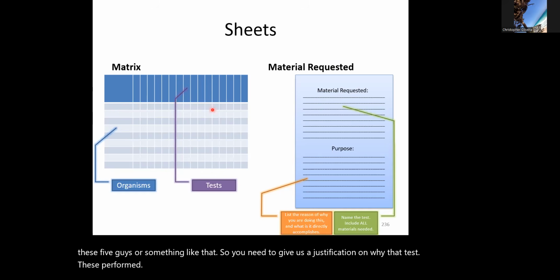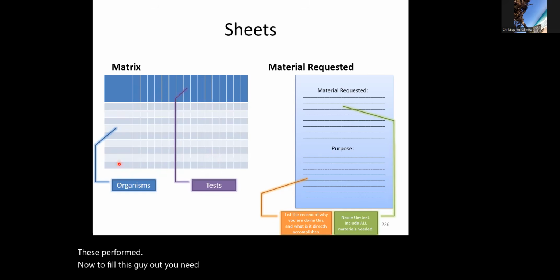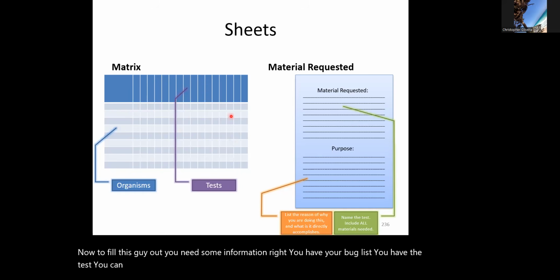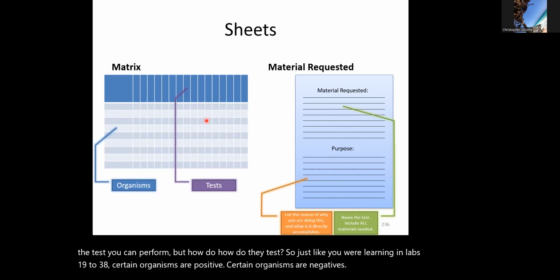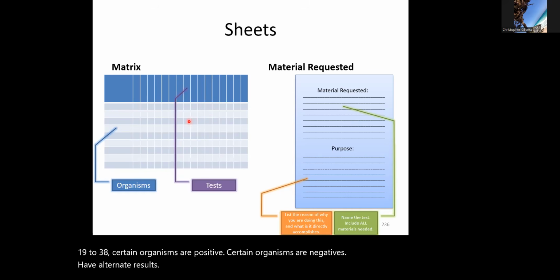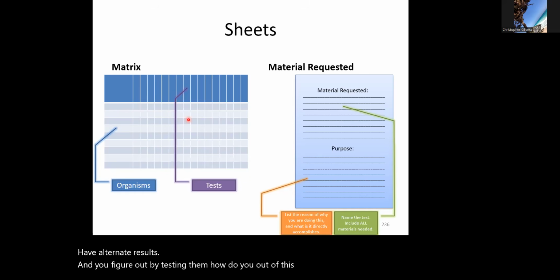Now, to fill this guy out, you need some information, right? You have your bug list, you have the tests you can perform, but how do you know how they test? So just like you were learning in labs 19 through 38, certain organisms are positive, certain organisms are negative, certain organisms have alternate results, and you figure out by testing them. Well, how do you know out of this massive amount of information what is what?